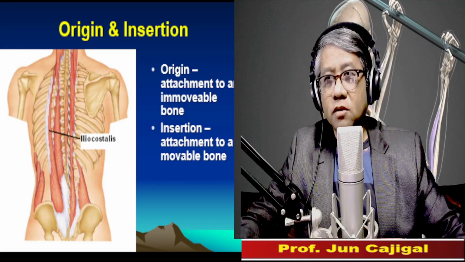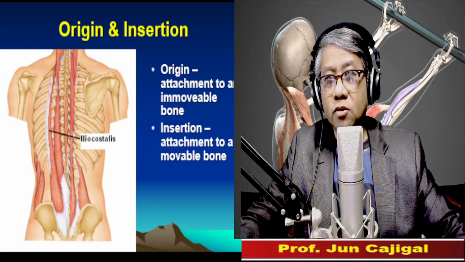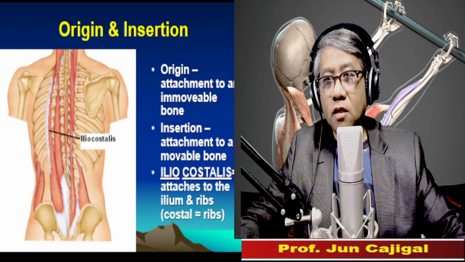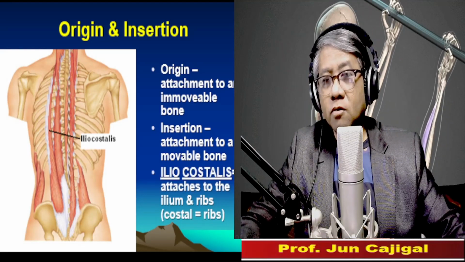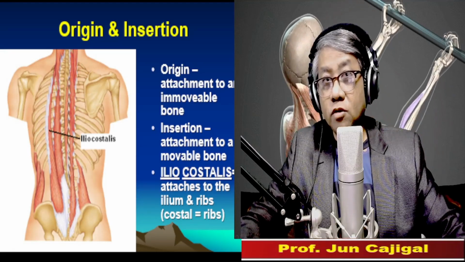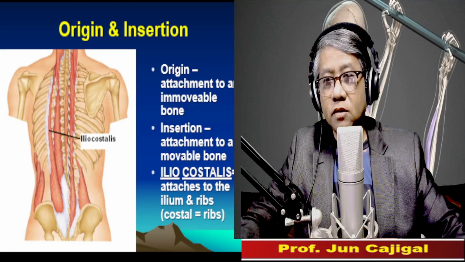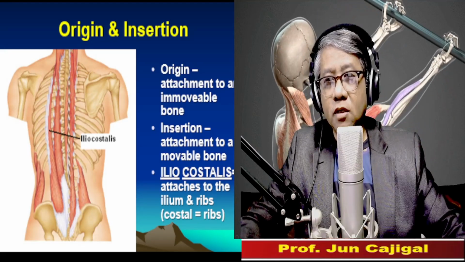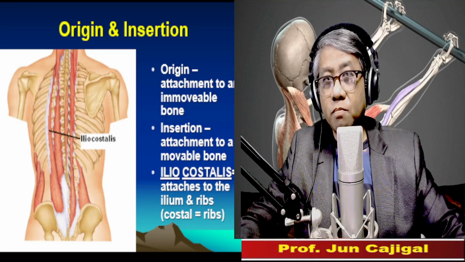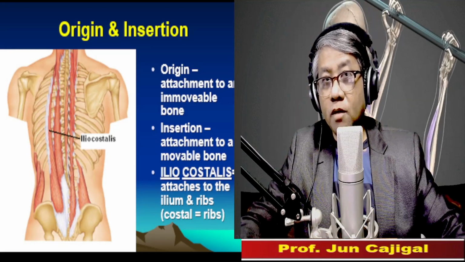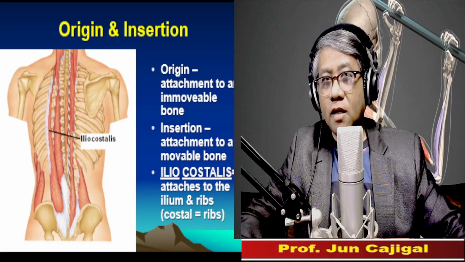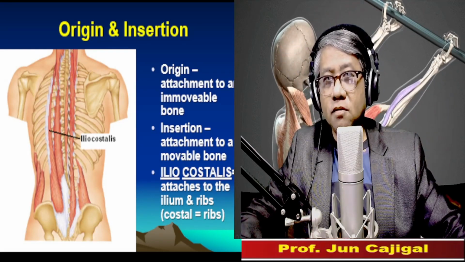So on this basis of origin and insertion, we have this example like the term iliocostalis muscle. Iliocostalis means that the muscle is attached to the ilium, which is part of the pelvis, and the ribs. The term costal means ribs. Ilium is part of our pelvic bone. So that's how we name and identify skeletal muscles.